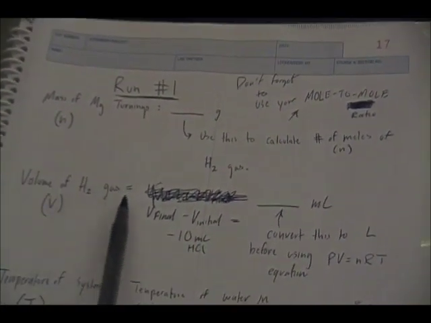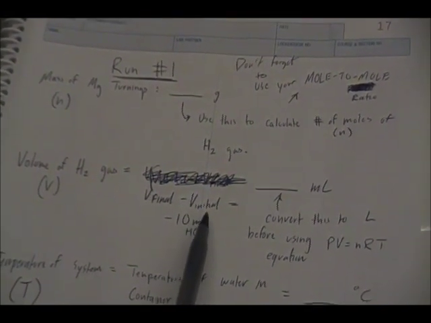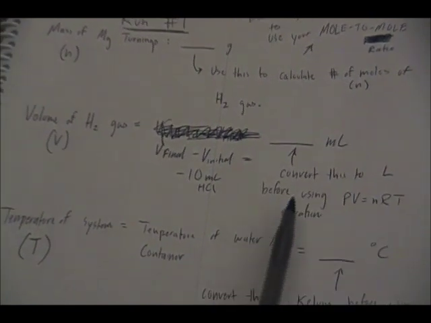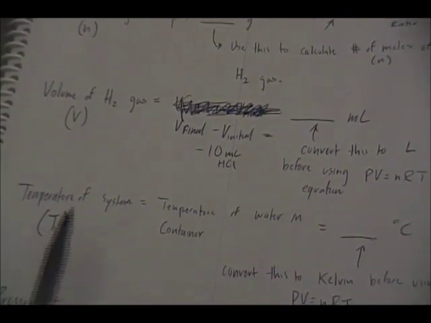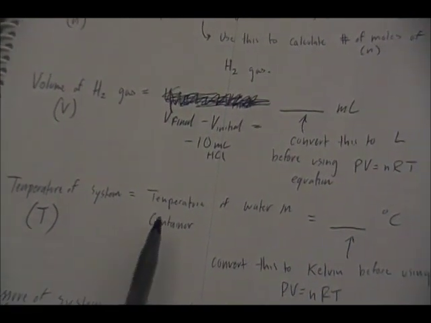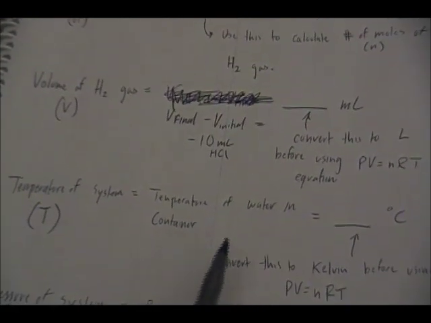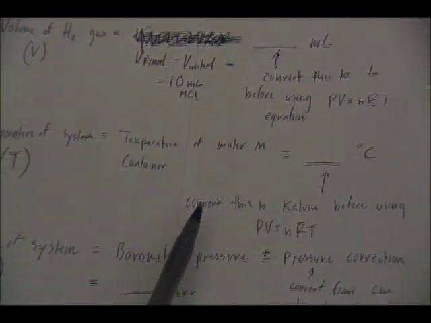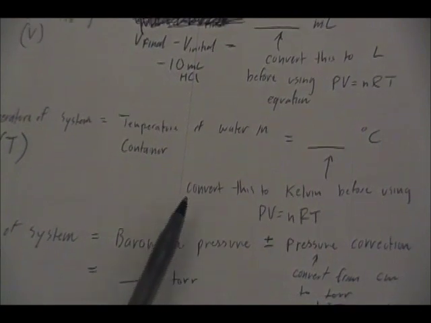And the volume of hydrogen gas produced is exactly equal to the final volume measured minus the initial volume measured minus 10 milliliters you added for the hydrochloric acid you used to put into the system for the reaction. And this is going to be in milliliters. And what you want to do is convert this into liters before you use it in your Pivner equation. And the temperature of the system will be exactly equal to the temperature of the water in the container, and this will be in degrees Celsius. And you must convert this into Kelvin before using it in your Pivner equation.